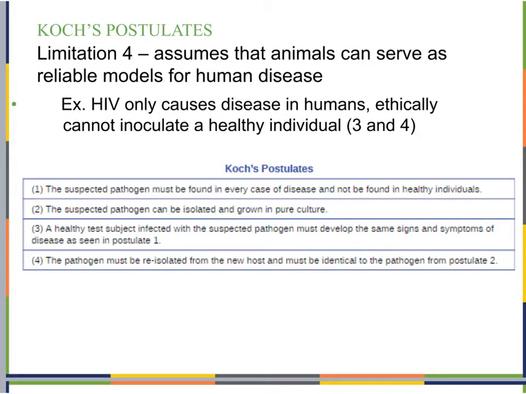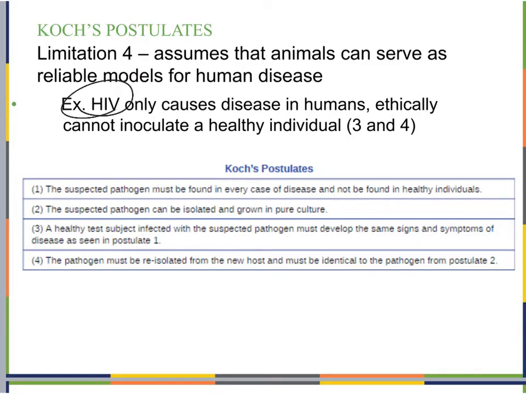The next limitation, limitation 4, is that it assumes that all animals can serve as reliable models for human disease. So notice that we used a mouse in our example, or multiple mice in the example, and we do this and test these things out and see what happens, but it's still a guess because we are not mice, and so we then have to kind of infer some things, and we might be wrong.